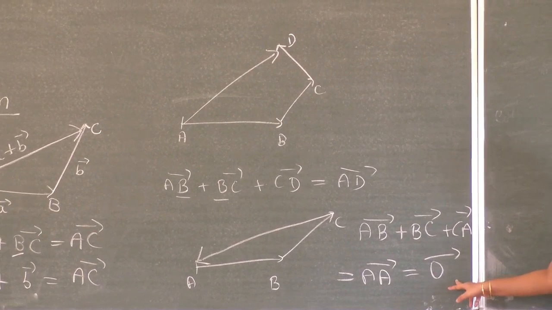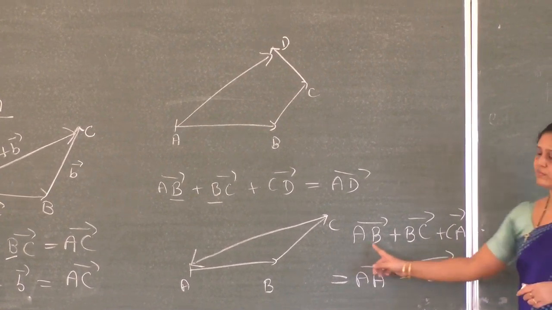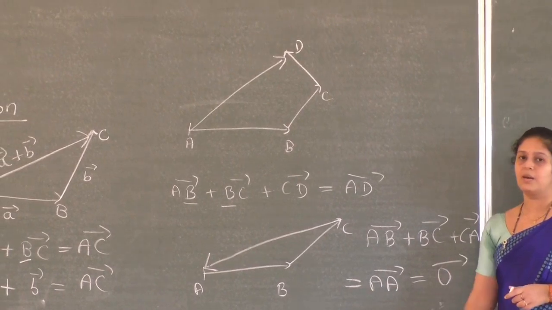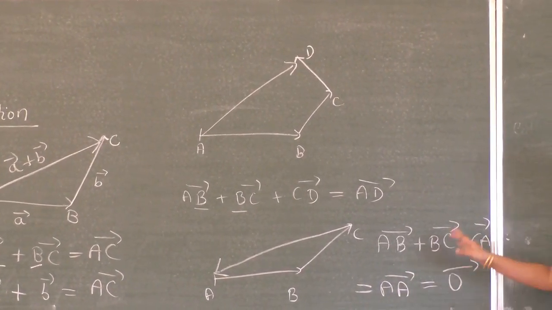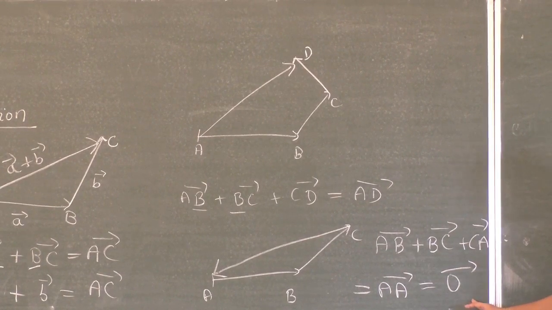Therefore you can see the difference. The same triangle of vector addition we applied here, but as the sum we get the zero vector. That is because of the direction we follow.